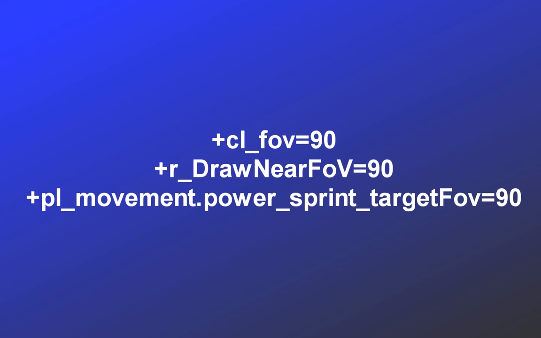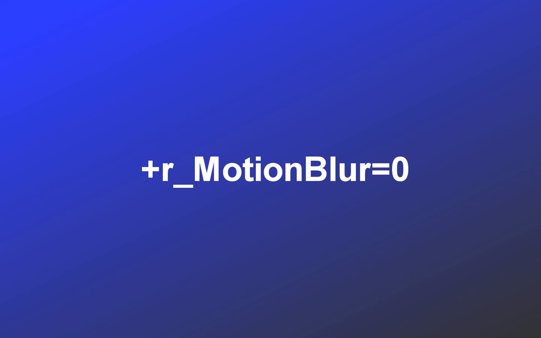Right here, we have the command power sprint target FOV, which means the field of view will not screw up when you're running. The next command is motion blur, and that is the most important command because a lot of people are doing this just for motion blur. So if you just want to turn off motion blur, you're fine with everything else. Just edit that. So motion blur to 0.